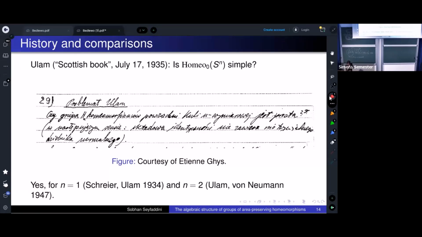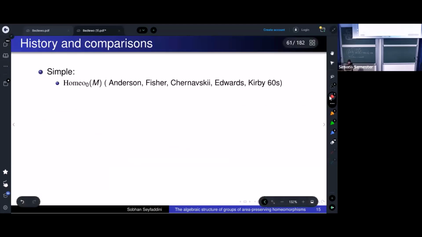And for n equals 2, so for the two-sphere, Ulam and von Neumann actually resolved this in 1947. I saw the paper myself. There's no proof in it. It's 4 lines, and they just say it's true. They say something about it, but maybe people wrote shorter papers then. Now, real progress towards this question actually came several decades later. And this was in the 1960s, when a combination of results by Anderson, Fisher, Chernavsky, Edwards, and Kirby led to the proof of simplicity for homeomorphisms of any manifold.